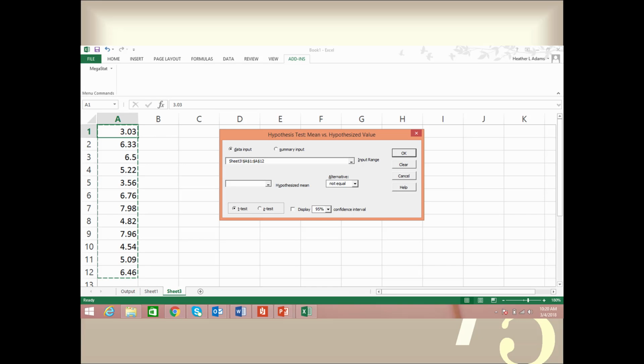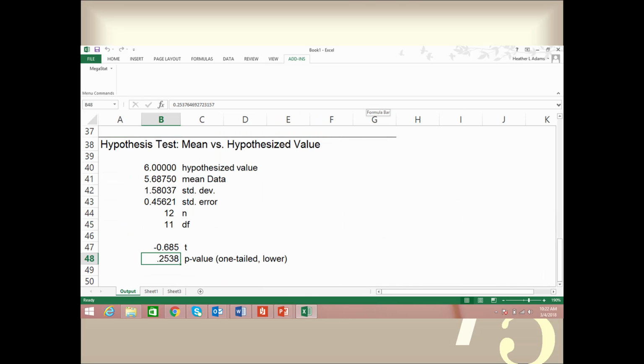Okay, so here's a case where we're going to do the data input instead of the summary input because we have the raw data, and these are the courier times in hours. The hypothesized mean is going to be 6 hours, and it's a less than problem. Remember, the alternate hypothesis is what's going to determine that less than, greater than, or not equal to. Again, I have 5% level of significance, which means 95% confidence.